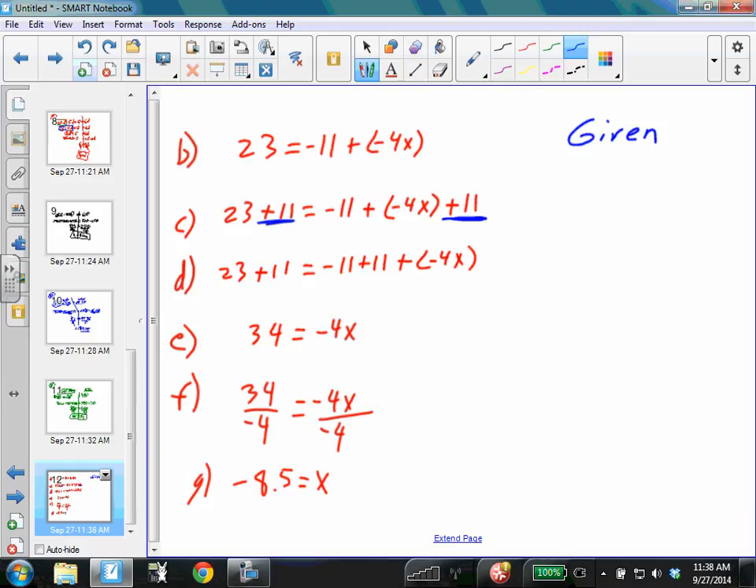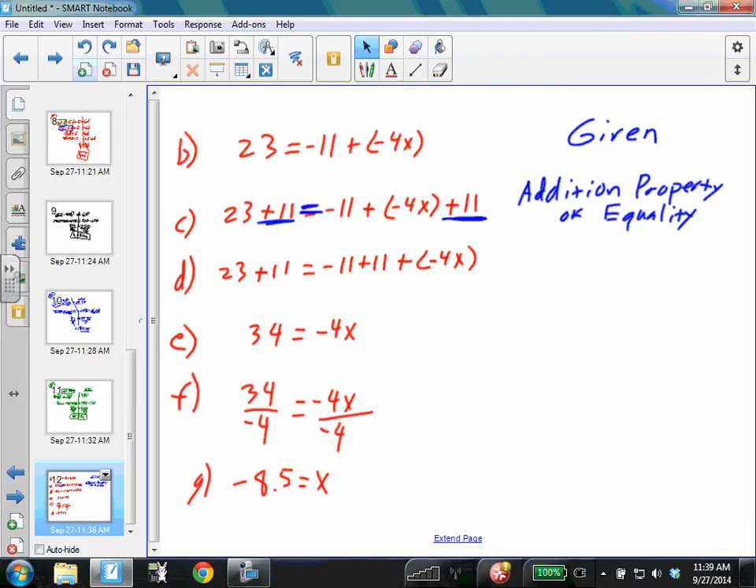But if you notice, here's the equal sign, right? So they put an 11 on each side of the equal sign so that the equation would stay balanced. And so if you remember, when we talk about adding the same number on both sides of the equal sign, that's called the addition property of equality, right? The addition property of equality. It just means that if you add the same number on both sides of the equal sign, then your equation stays balanced. The two things are still equal to one another.